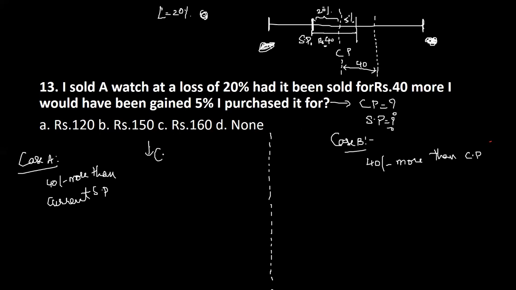And what are you trying to find out? You're trying to find out both the cost price and the selling price, right? Here also you're going to find out both the cost price and the selling price. Please try and solve it now. Yeah, I need both the answers. Now consider both the cases, case A, case B.